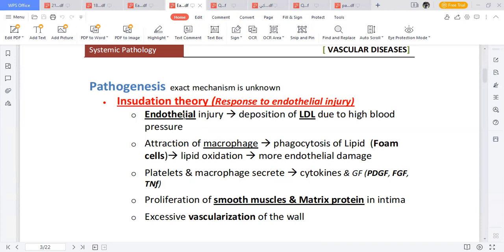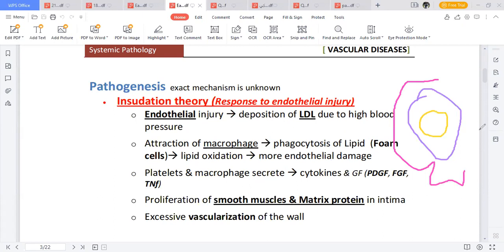So endothelial injury is the first one. When the endothelium is injured, the lipids will be deposited in there due to a high blood pressure. For example, like I drew from the very beginning. If this is the blood vessel, this is the lumen of the blood vessel, and this is another layer of the blood vessel, and then you also have this as another layer. Sorry guys, I'm not good at drawings.